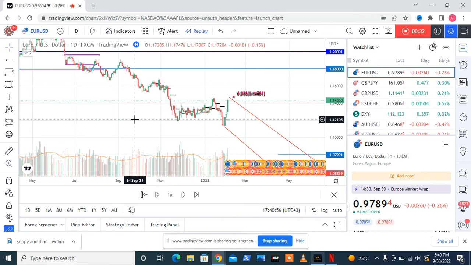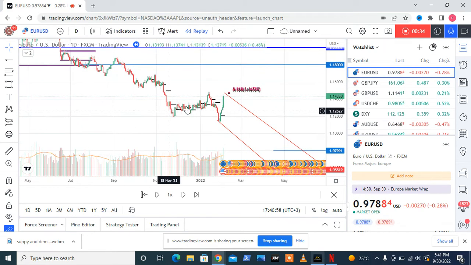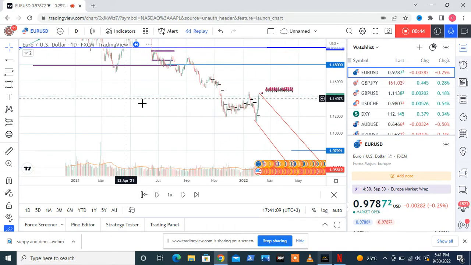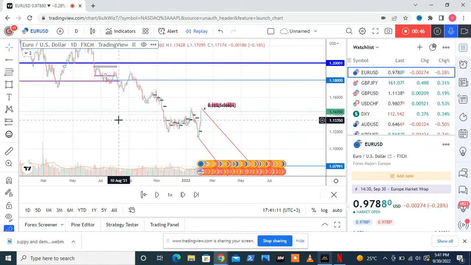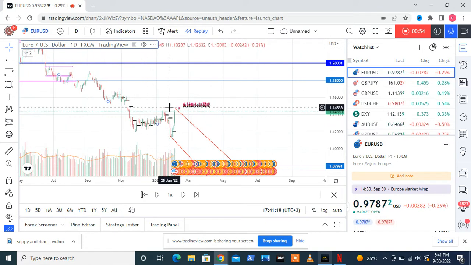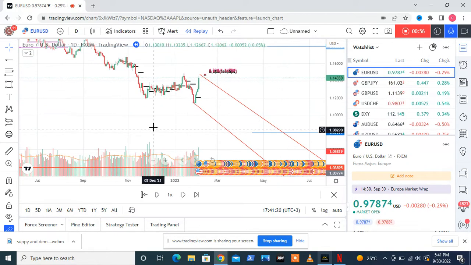Now, let's say you woke up in the morning and you found the market is here. So what do you do? Number one, the first thing you need to do is to identify the trend. In this case, as you can see, the trend is going down. So that's number one on our checklist. We know the trend is going down, so what are we doing? We're looking for sales only.